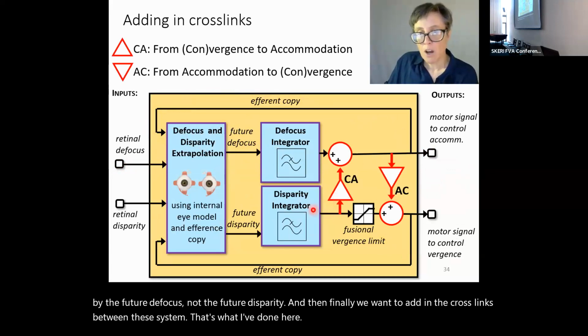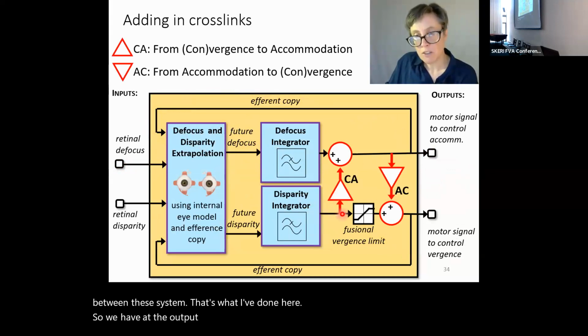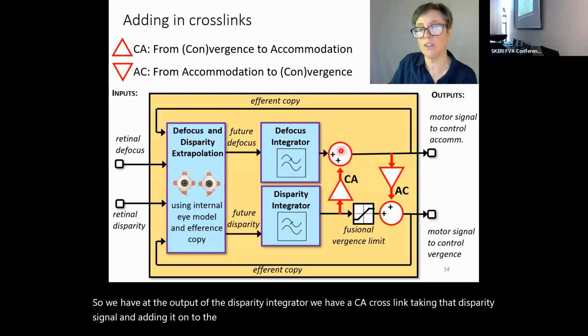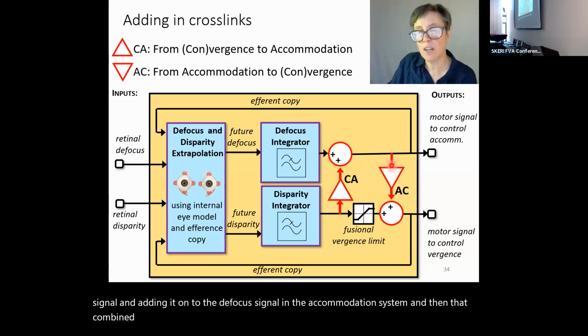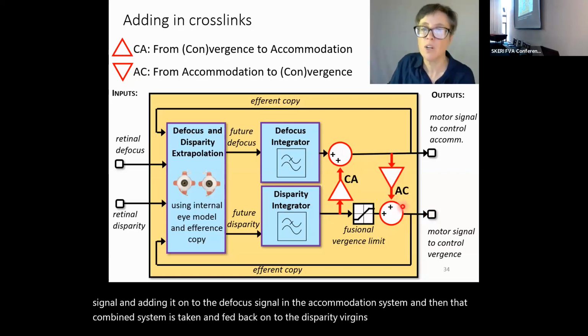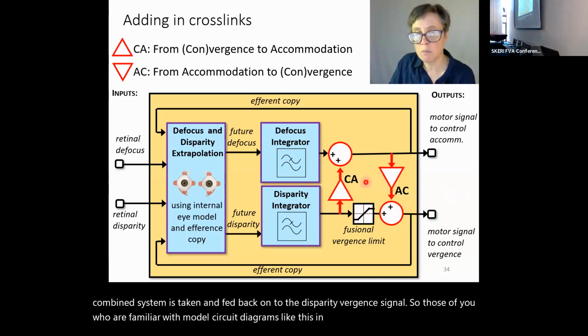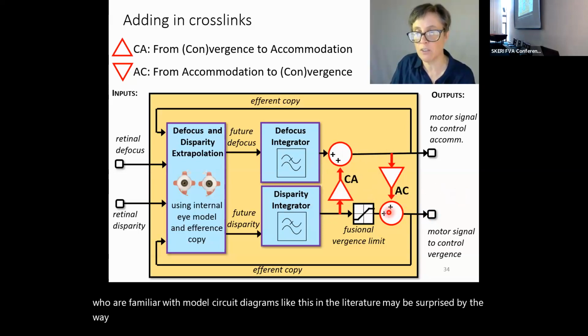So at the output of the disparity integrator, we have a CA crosslink, taking that disparity signal and adding it on to the defocus signal in the accommodation system. And then that combined system is taken and fed back on to the disparity Vergence signal. Those of you who are familiar with model circuit diagrams like this in the literature may be surprised by the way I've done these crosslinks. It's not the conventional way, but we think it has some advantages in explaining the results.